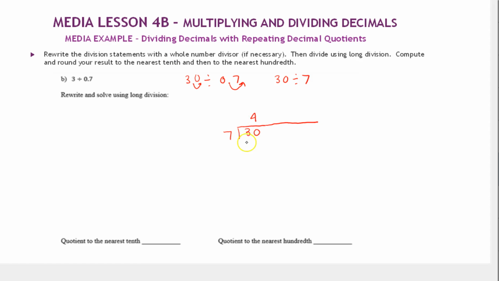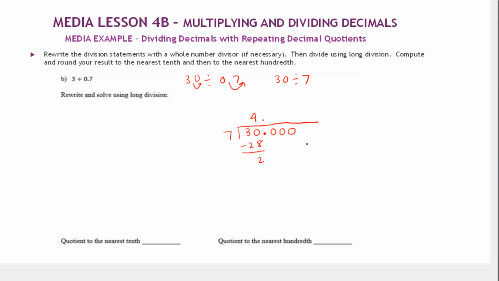We get 4. We subtract 28. We have 2. It's not terminating. So now at this point, we need to bring down more zeros. So I'm going to put in the decimal. I'm going to put it here and here. And again, I'm going to add 3 zeros, and the reason I'm adding 3 is to get to the nearest hundredth, I'll need to go out to the thousandth.